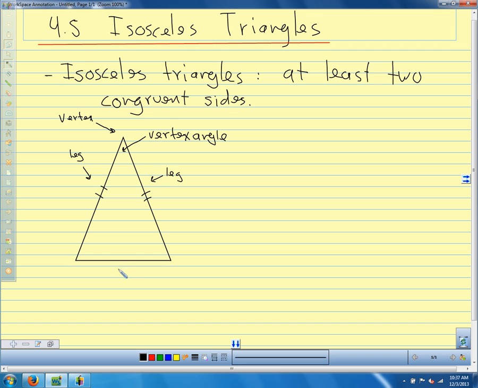We call this side, the side that's not congruent if we only have two congruent sides, the base. And these angles down here are base angles. So we have two legs. The two legs are congruent. We have a vertex angle up here. We have our two base angles, and we have our base.